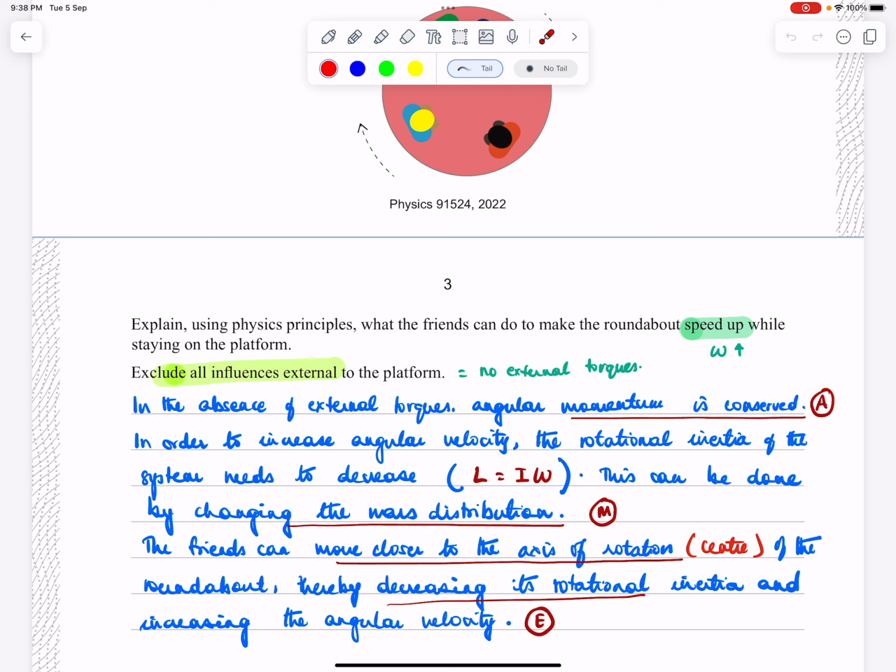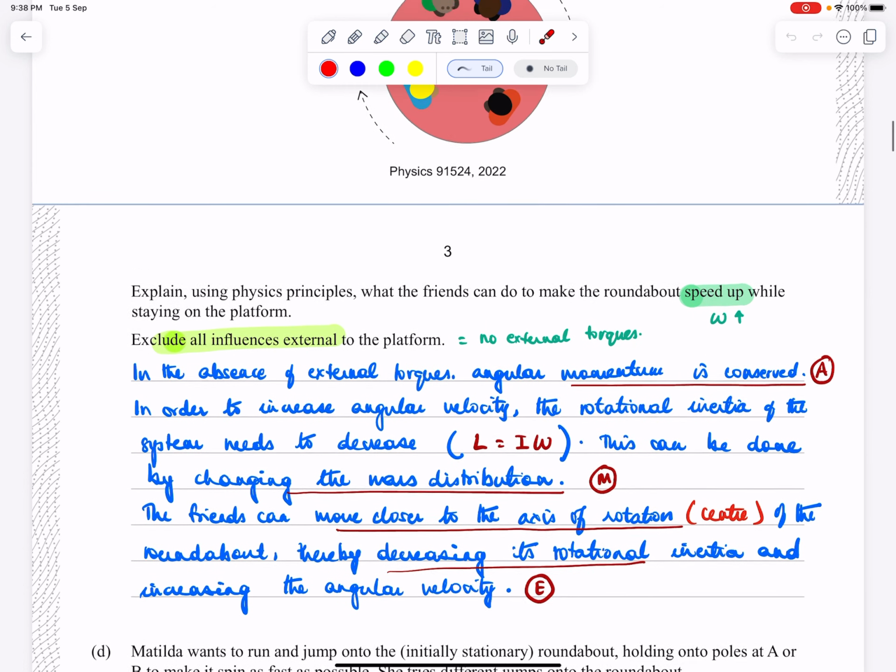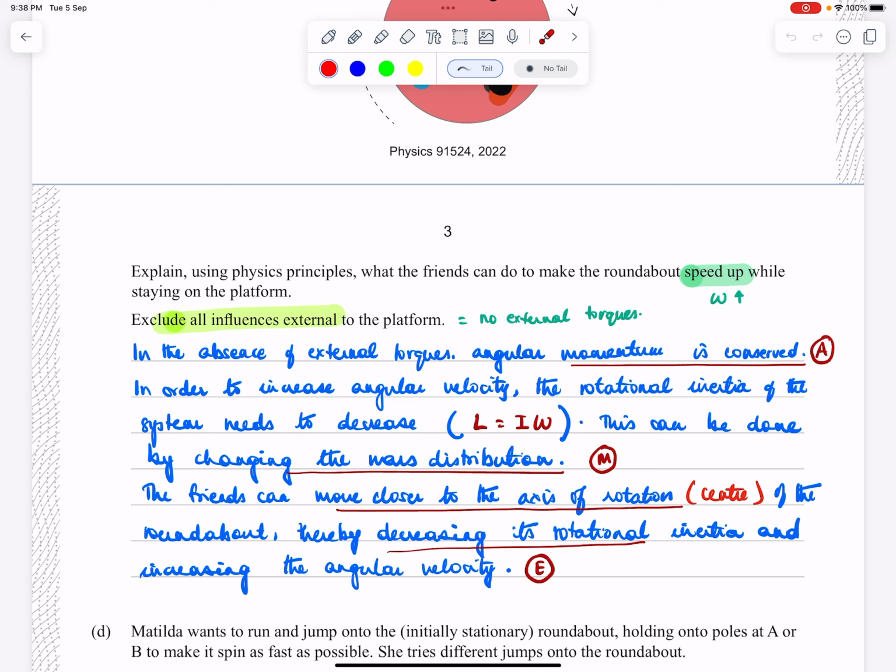Now, the friends, what can they do for this? The friends can move closer to the axis of rotation or to the center of the roundabout, thereby decreasing its rotational inertia and increasing the angular velocity. So if you said all this, you get an excellence. And remember, you only get one grade, but I'm just showing you how it's broken down.